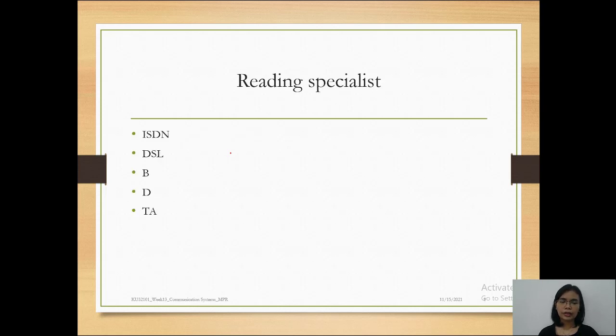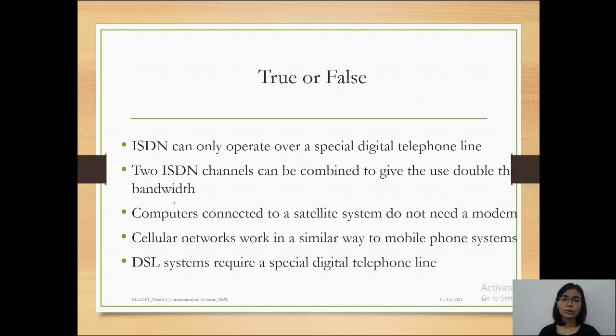And after you have done the reading, I reckon you already knew what this terminology or abbreviation stands for. Okay, so there's ISDN, DSL, BG, and TA. If you forgot what it stands for, go back again to the reading and answer these questions as you read the text. And also there are some true and false questions over here, which I reckon you will be able to answer if you read the text carefully.